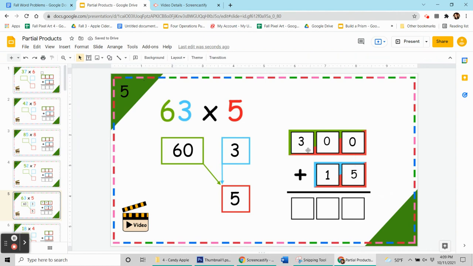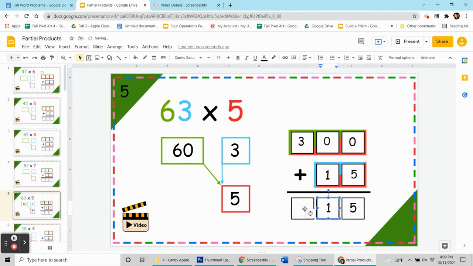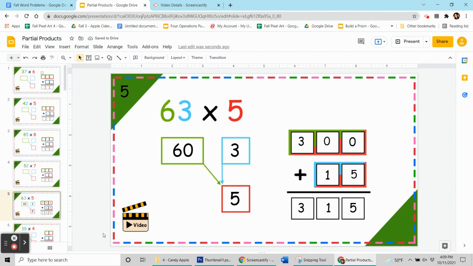So we did 60 times 5, which is 300. And then we did 3 times 5, which is 15. So for 63 times 5, you just add it all together. Starting on the right, 0 plus 5 is 5. 0 plus 1 is 1. And 3 plus nothing is 3, for a total of 315.